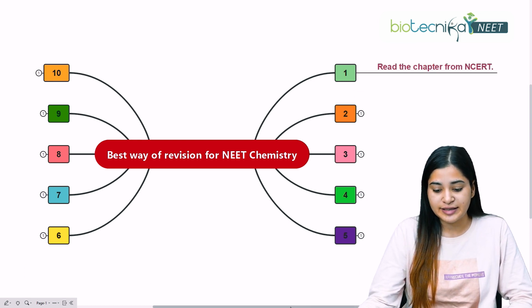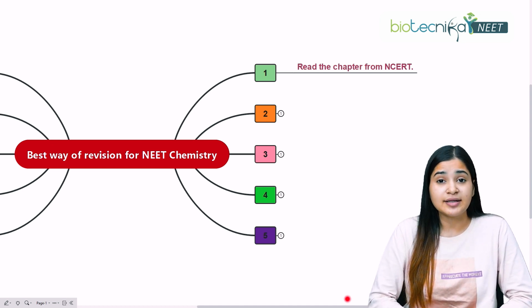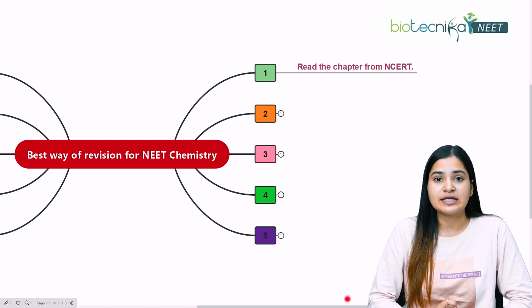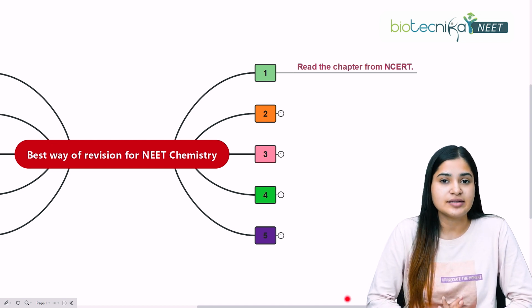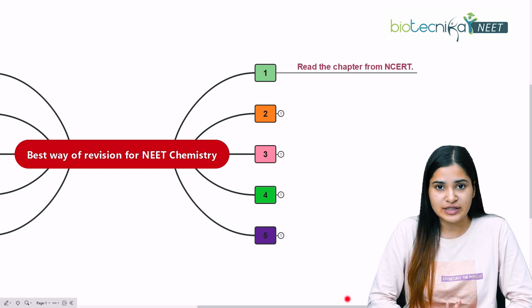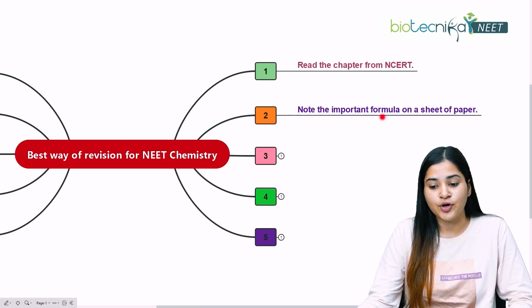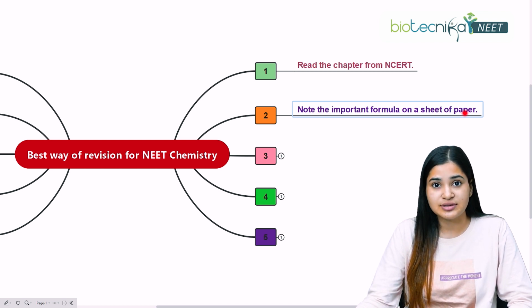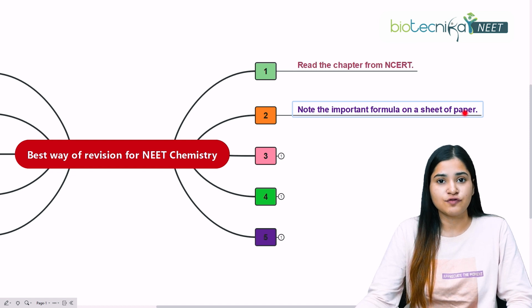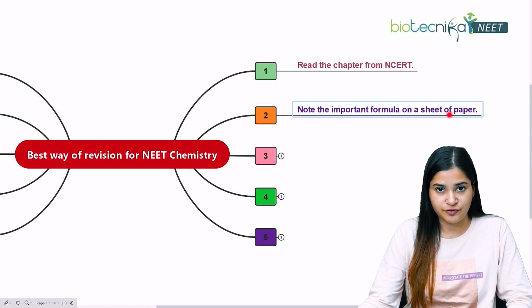So the first one is: read the chapter from NCERT. The revision strategy should start from NCERT, because NCERT is the gold standard for the chemistry subject of the NEET examination. So you should always start studying from NCERT. Then you should note the important formulas on a sheet of paper. Since chemistry is about equations, formulas, reactions, as well as interpretations, you should equally note the formulas and reactions from each and every chapter that you are studying. It's very important. So note down the important formulas on a sheet of paper.